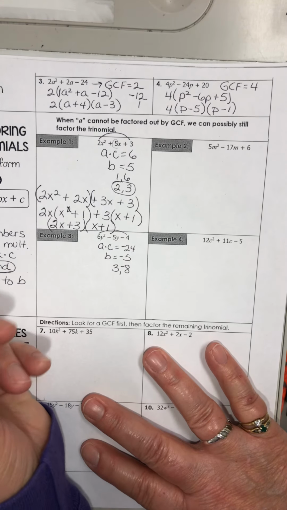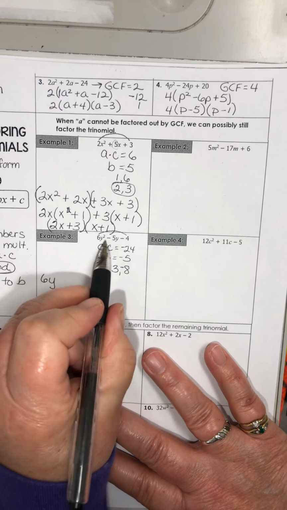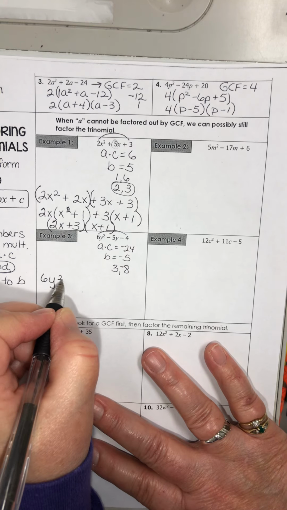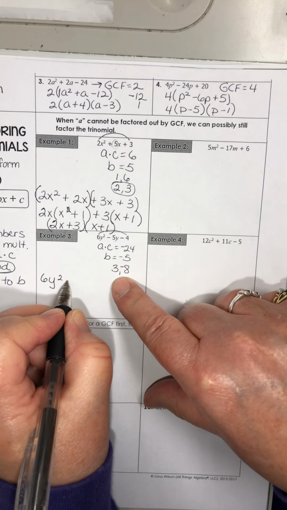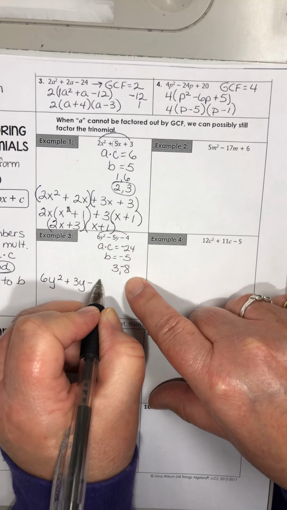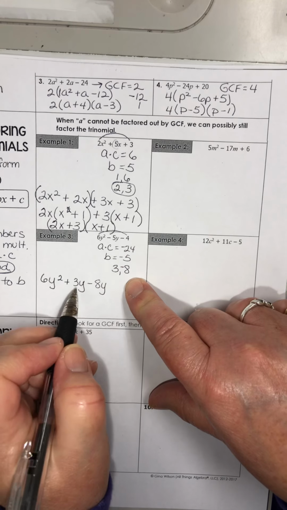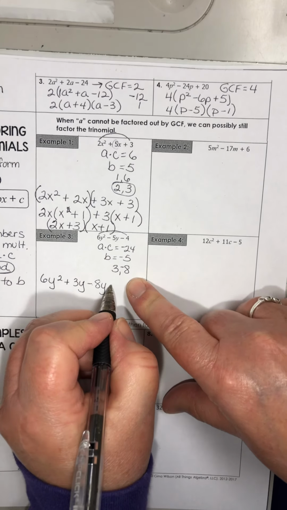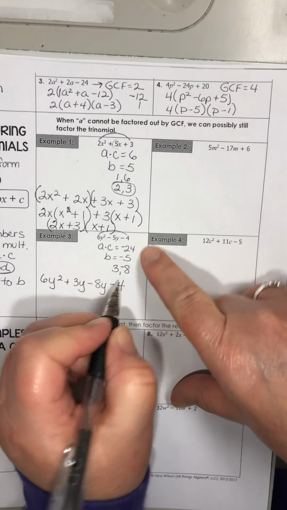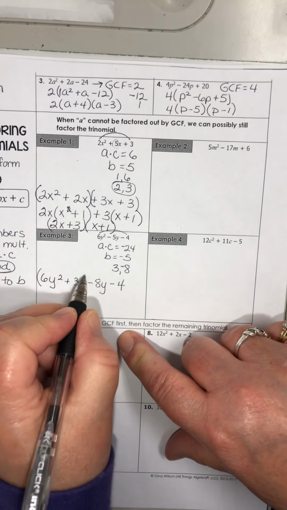Let's start our factoring. We start with the same first term, 6y squared, and now we do a plus 3y minus 8y. So we've split that negative 5y into 3y minus 8y, then minus 4. We always keep the first and the last terms. Now we're going to group.